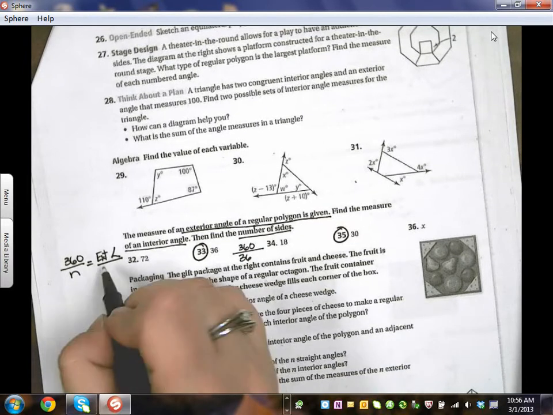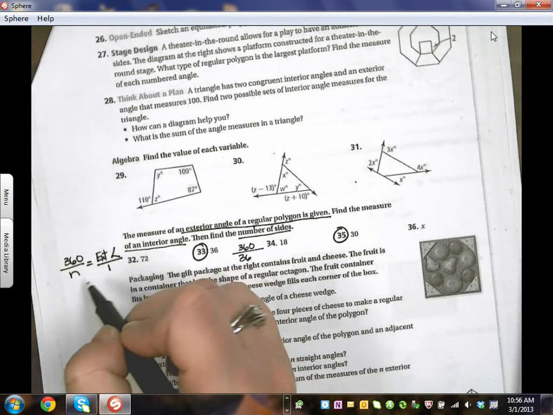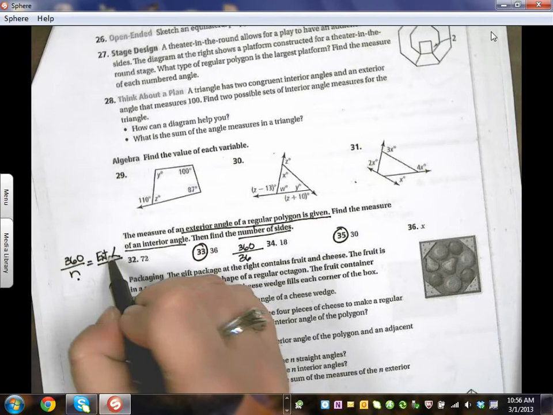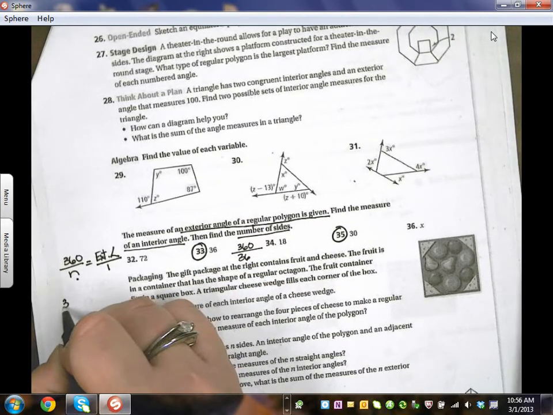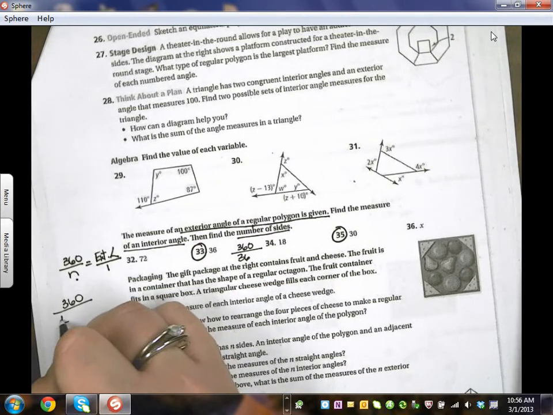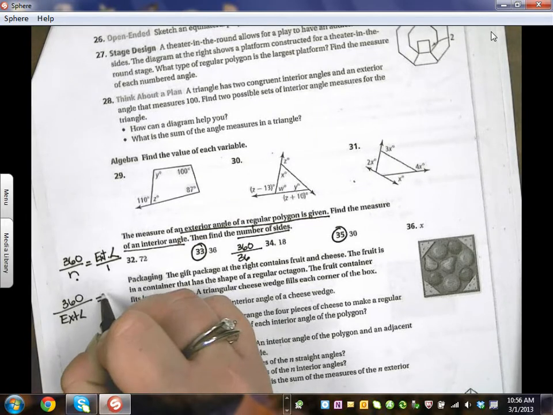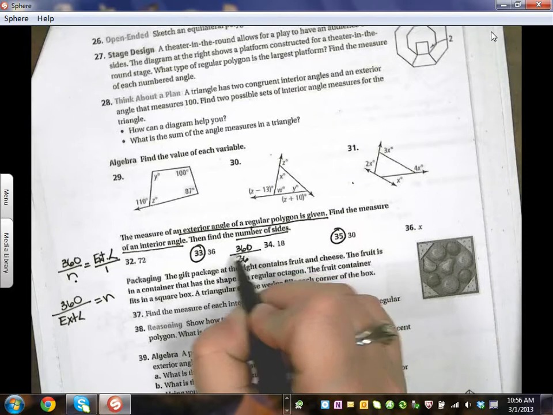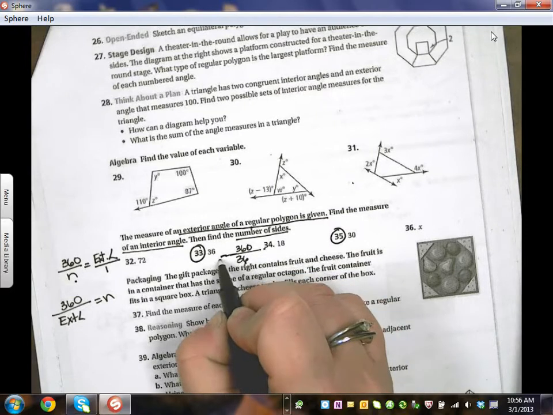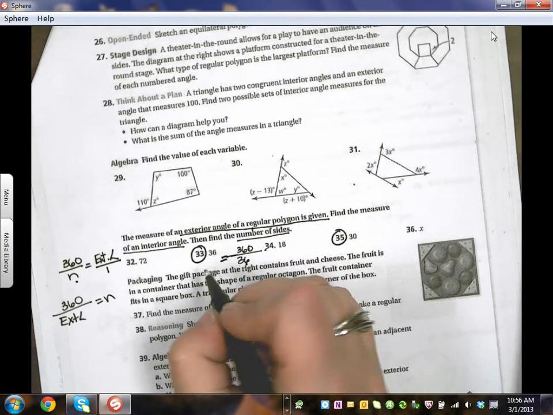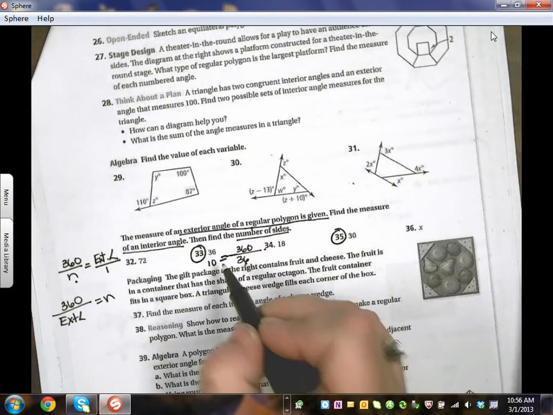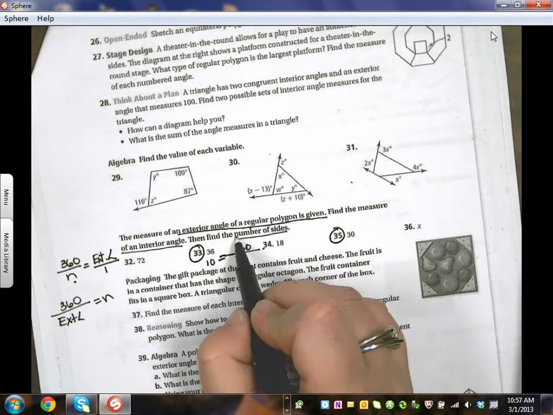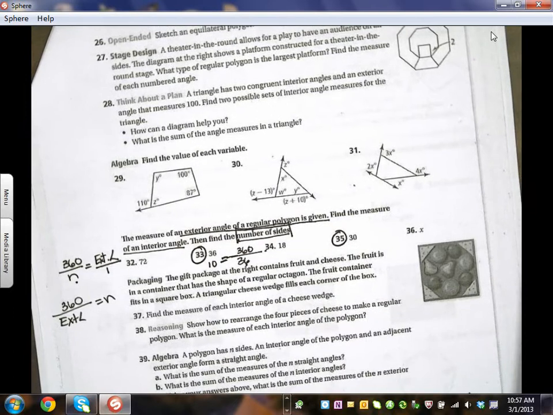But just like when we were doing SOHCAHTOA, I can switch n and this exterior angle, and I would get 360 divided by the exterior angle equals n. And that's what I've done here. 360 divided by the exterior angle gives me the number of sides, which is 10. I know this is a 10-sided figure. So I've already answered that question in the easy way.